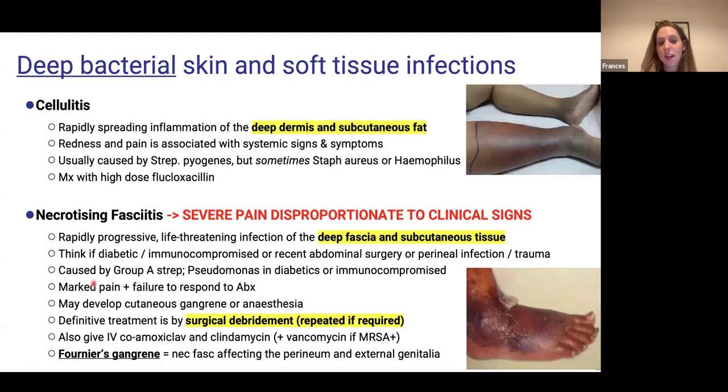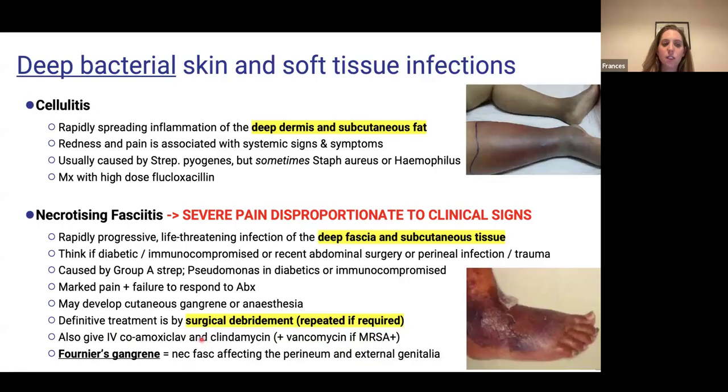Why? Because in this case, the definitive treatment for necrotising fasciitis is surgical debridement. So you really need to get plastics involved and they're going to need to do this. And that debridement will need to be repeated if the infection is still not controlled. You also do need to give IV co-amoxiclav and clindamycin, plus vancomycin if they test positive for MRSA, because ultimately you do need to get on top of the infection as a whole.